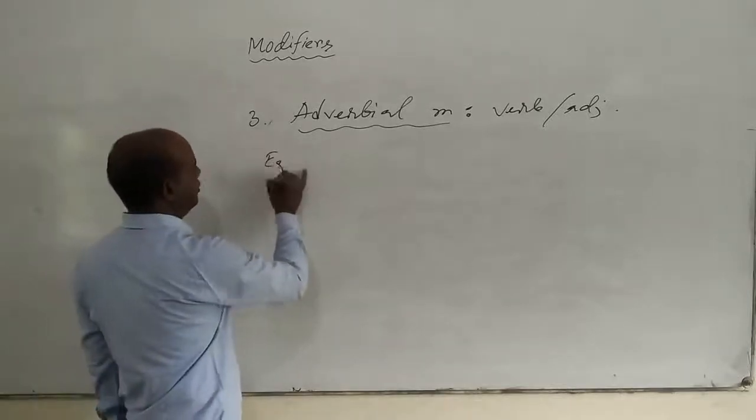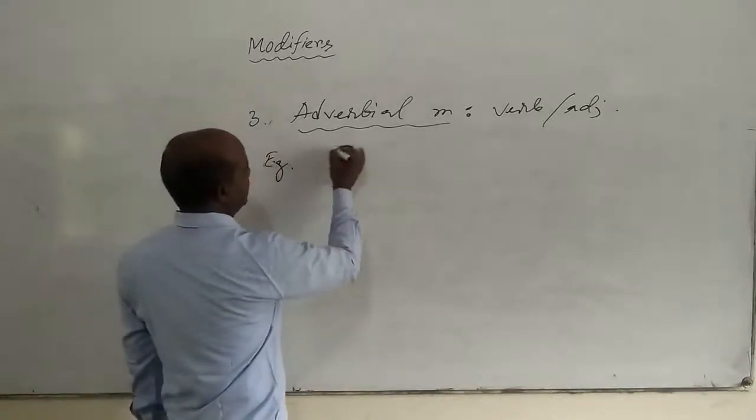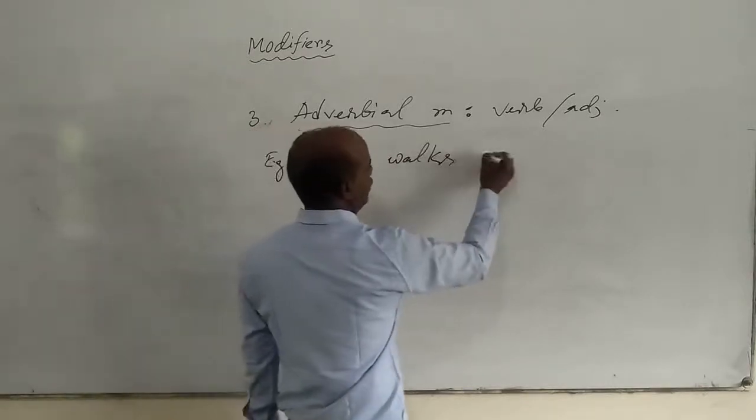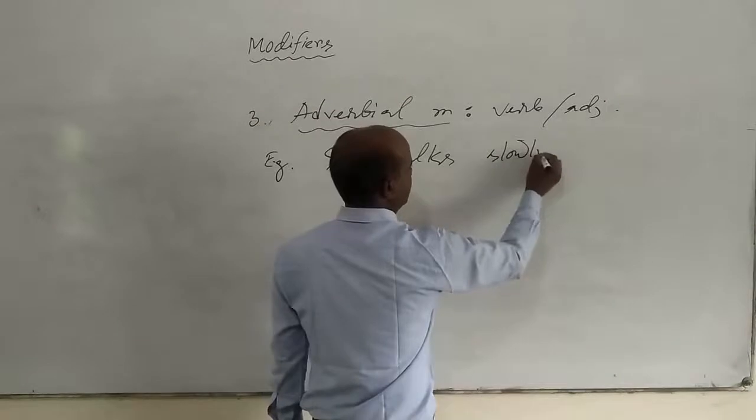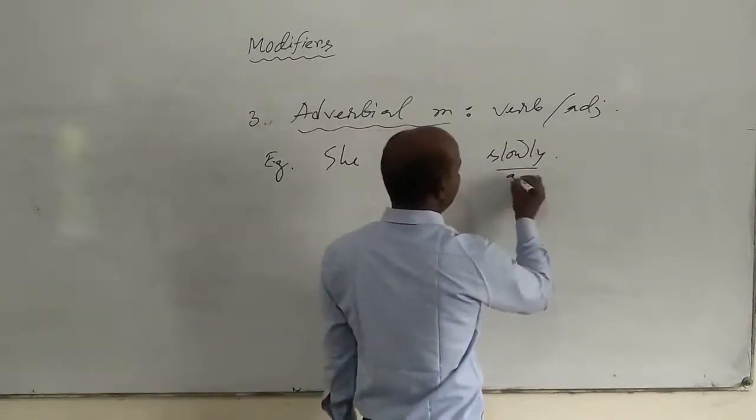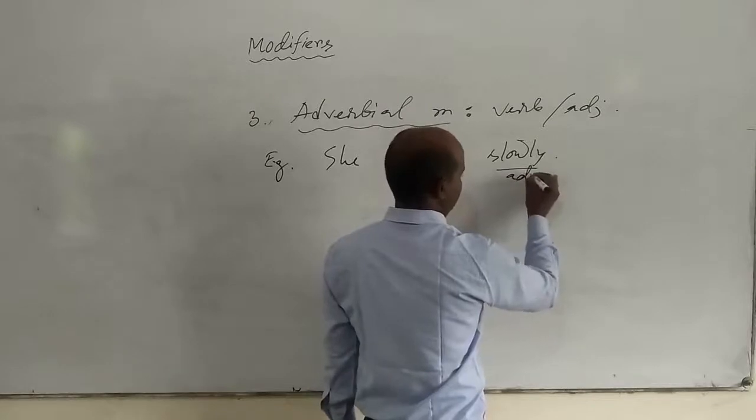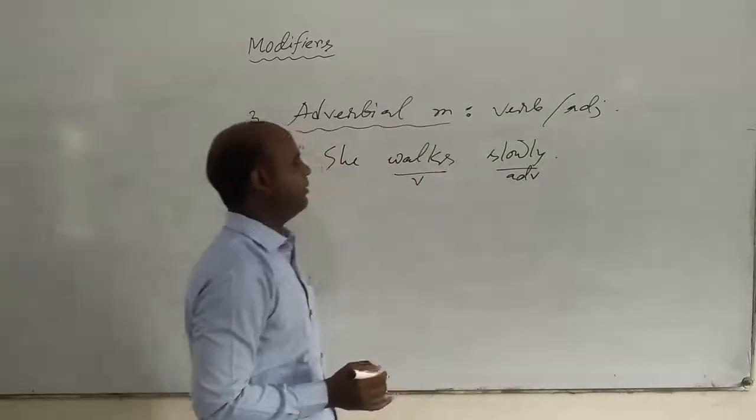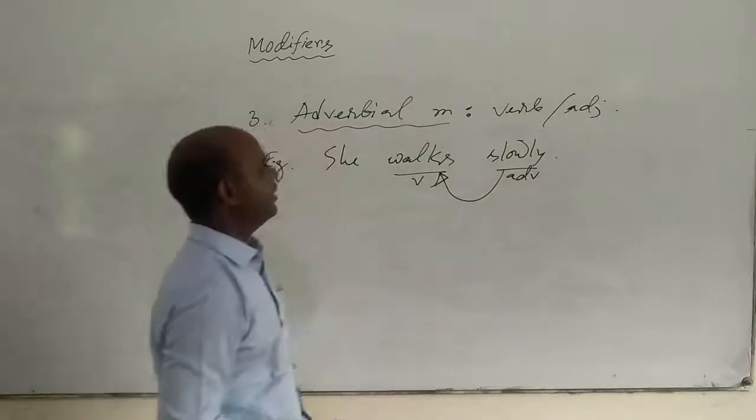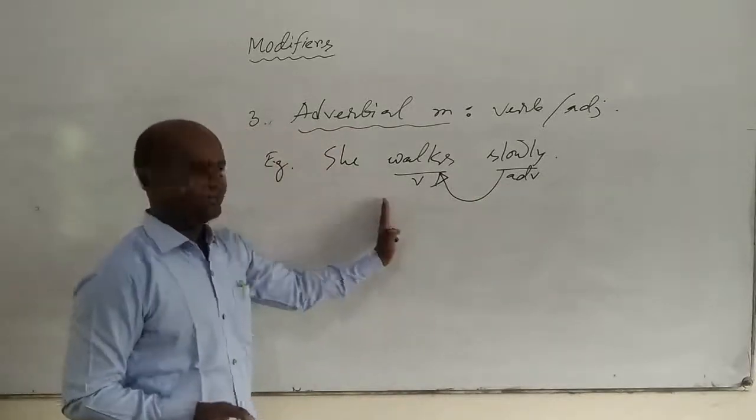For example, she works slowly. Here, works is a verb and slowly is an adverb. Slowly, this is an adverb. Here, the adverb qualifies the verb.